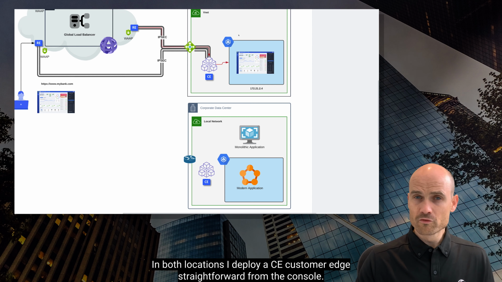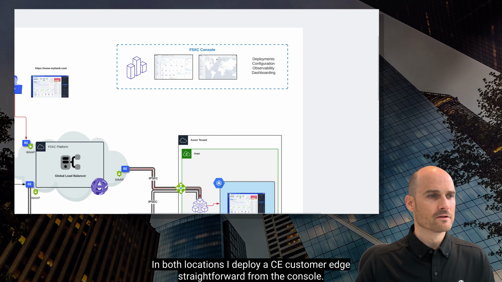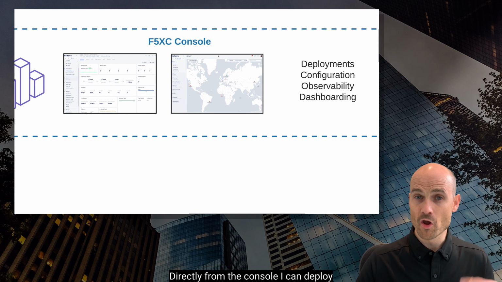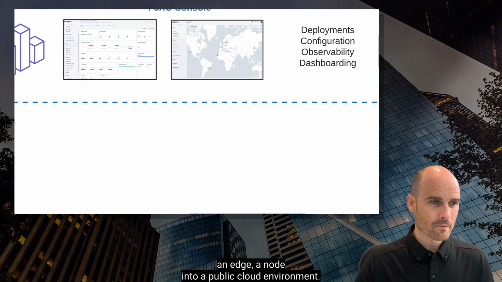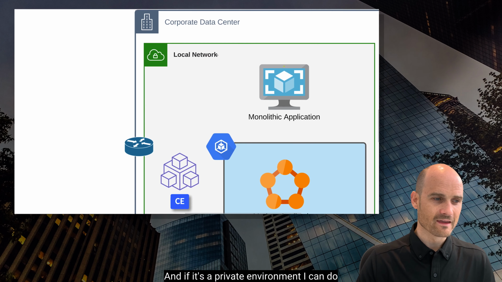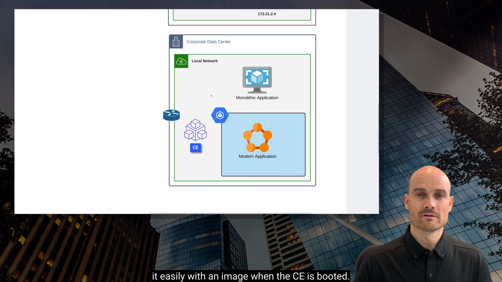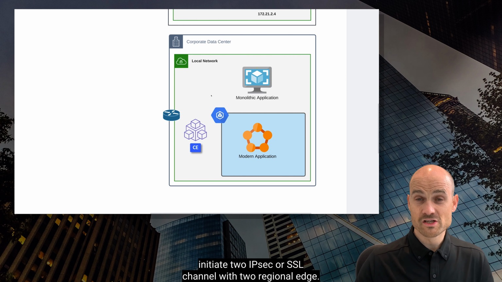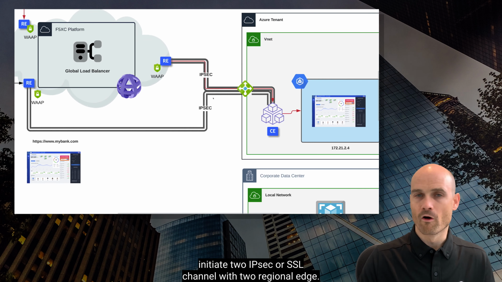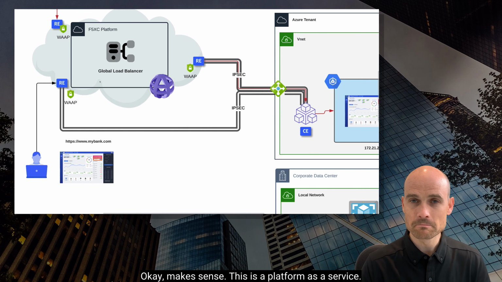In both locations, I deploy a CE, a customer edge, straight from the console. Directly from the console, I can deploy an edge node into a public cloud environment. And if it is a private environment, I can do it easily with an image. When the CE is booted, after 5 minutes, the customer edge will initiate 2 IPsec or SSL tunnels with 2 regional edges. Okay, makes sense.